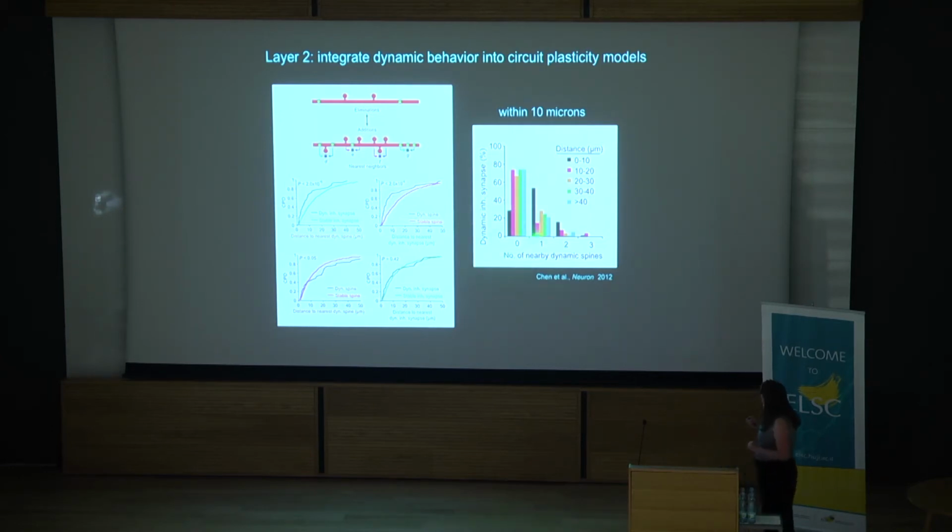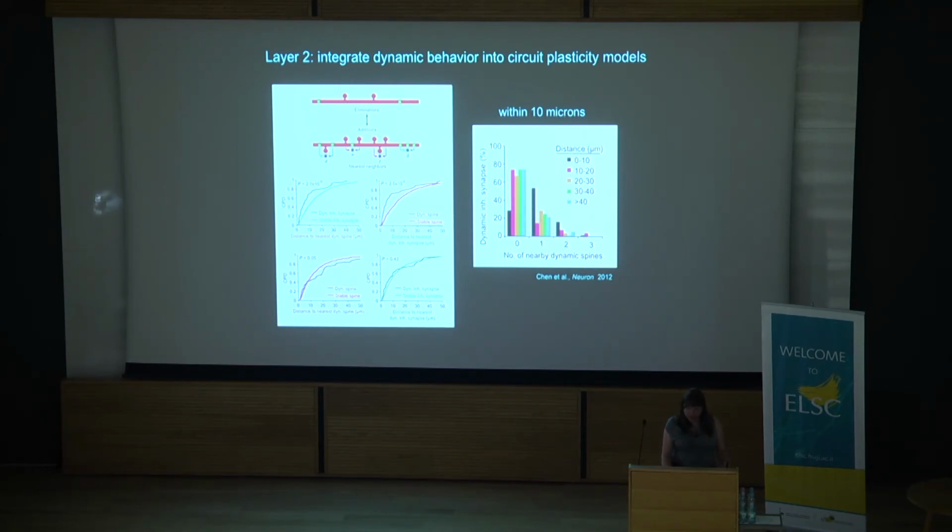And if we actually ask what's the distance for this pairing, we can see that if you have a dynamic inhibitory synapse, more than 50% of them have a nearby dynamic spine, and then another almost 20% have two nearby dynamic spines. So a large fraction of these, if you add 60, almost 80% of dynamic inhibitory synapses are coordinated with a dynamic change in an excitatory contact, potentially.